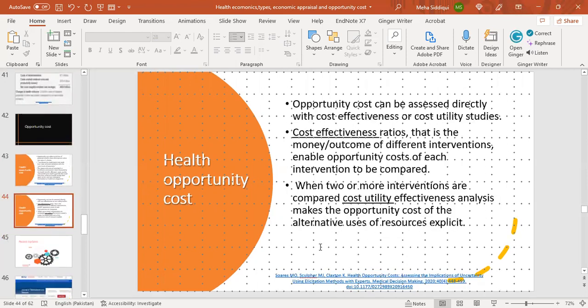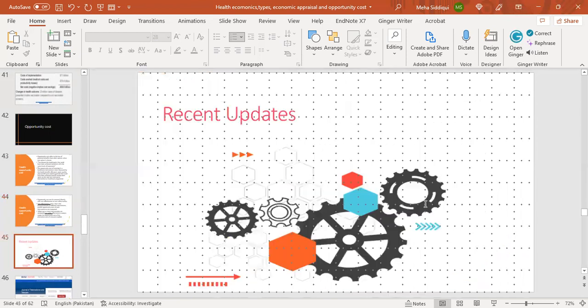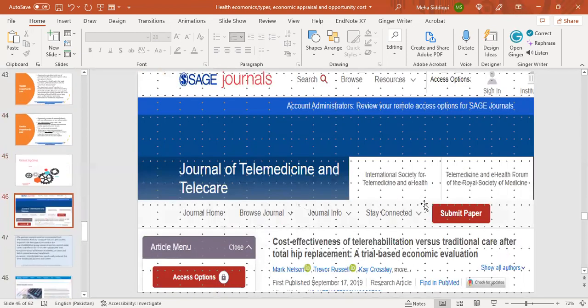Health opportunity cost can be assessed directly with cost effectiveness or cost utility studies. Now, cost effectiveness ratios, that is the money per outcome of different interventions, enable the opportunity cost of each intervention to be compared. When two or more interventions are compared, cost effectiveness or cost utility analysis makes the opportunity cost of the alternative uses of resources explicit. Recent updates.